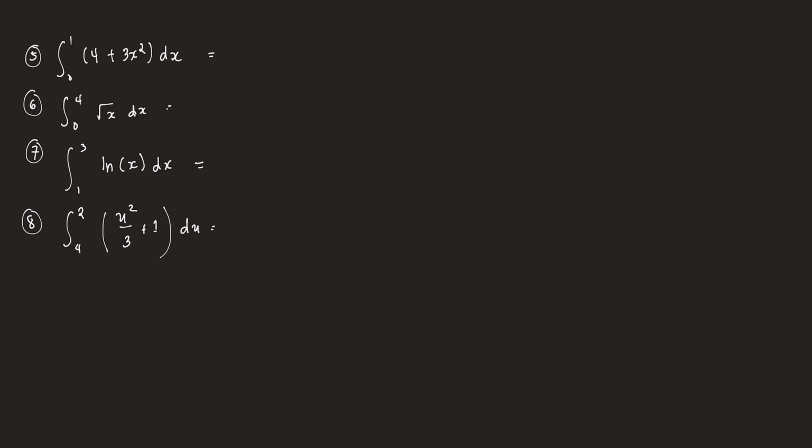Okay, so number 5 is quite simple. So again, we'll just break it down into 2, right? So that's the integral from 0 to 1 of 4 dx plus 3 times the integral from 0 to 1 of x squared dx. If I simplify that, so that's going to be 4x from 0 to 1 plus 3 times x cubed all over 3 from 0 to 1.